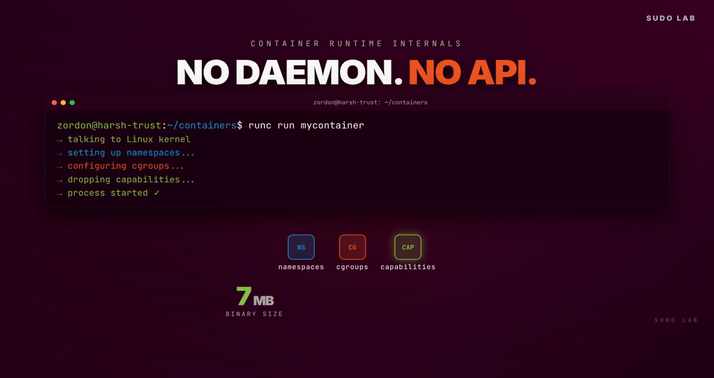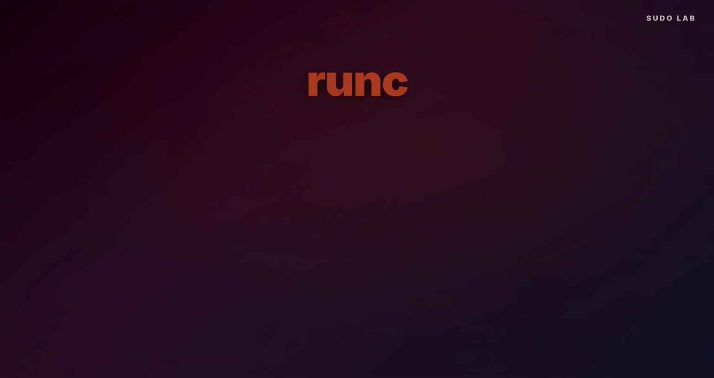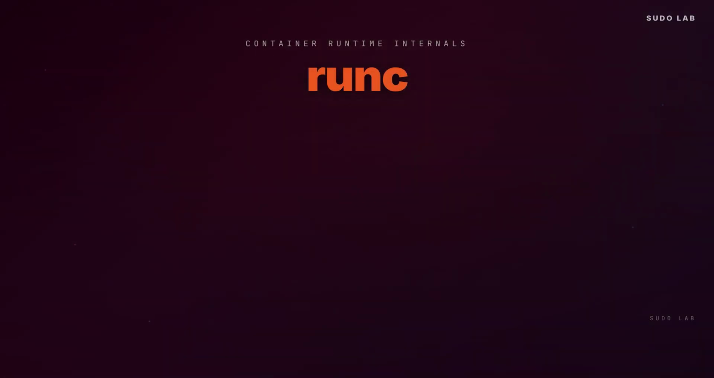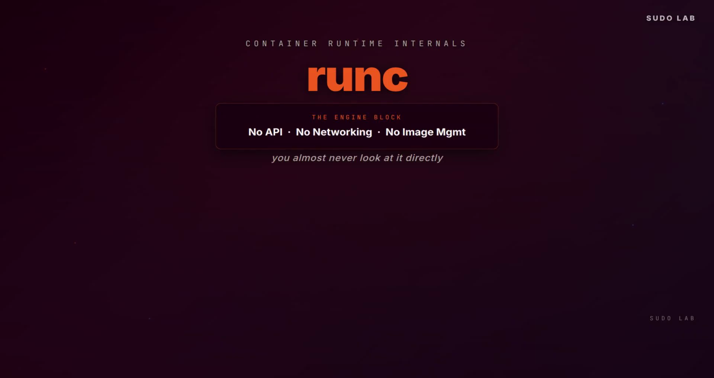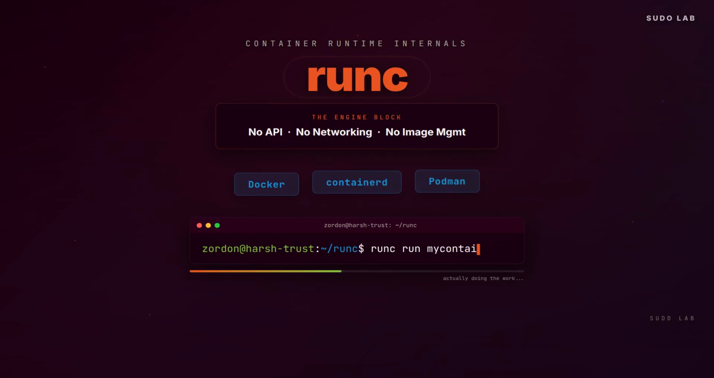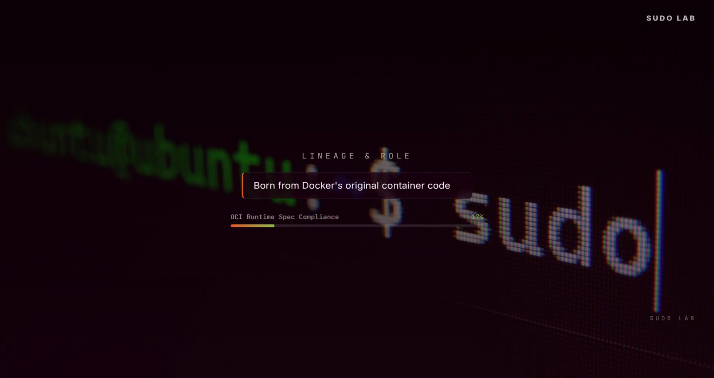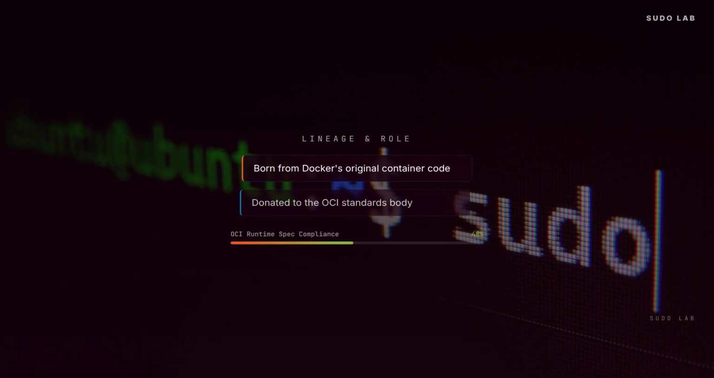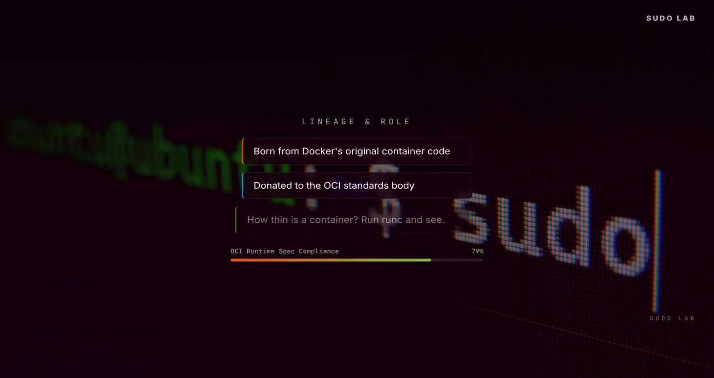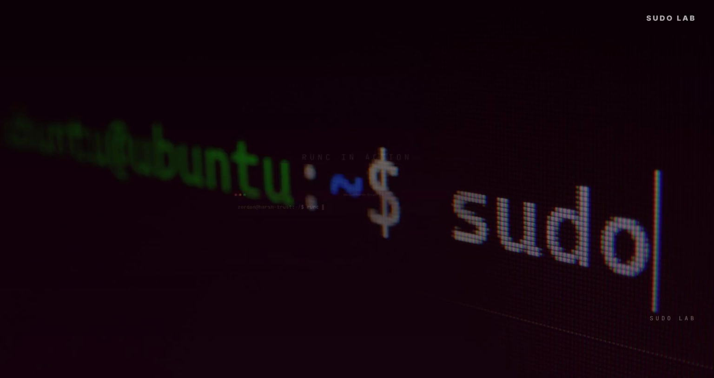The binary itself is around 15 megabytes. It has no daemon, no API, no networking, no image management. It's the engine block of the container world, and like an engine block, you almost never look at it directly. When you run Docker, Containerd, Podman, or basically anything else in this video, runc is the thing actually doing the work underneath. It came out of Docker's original container code back when the company donated the low-level bits to a standards body, and it's now the reference implementation of the OCI runtime spec.